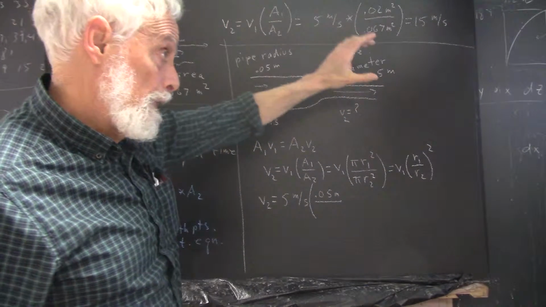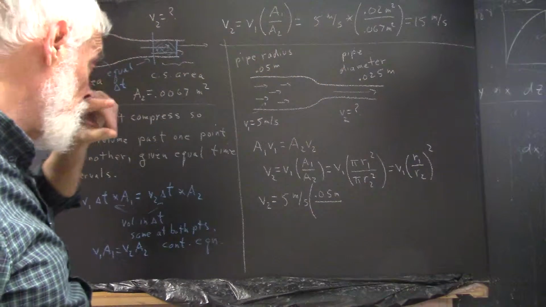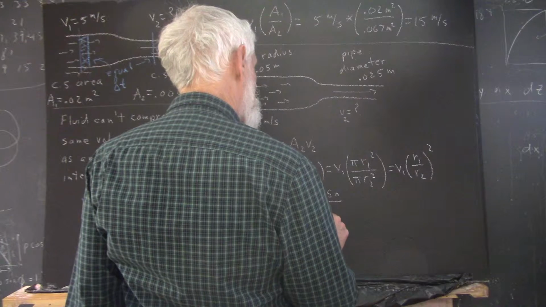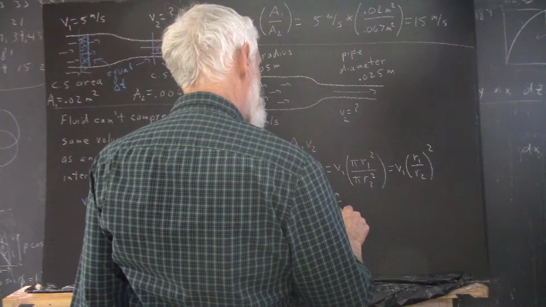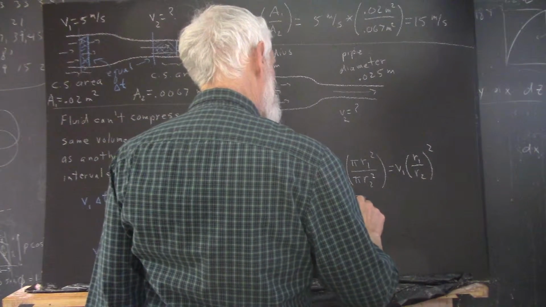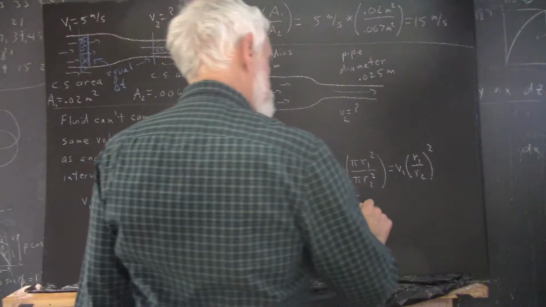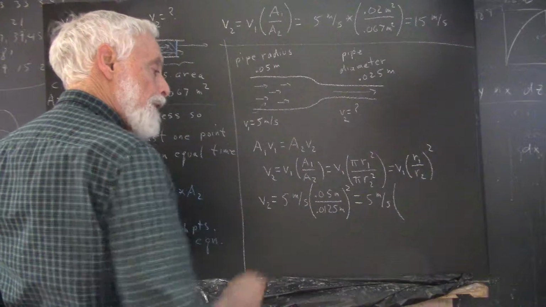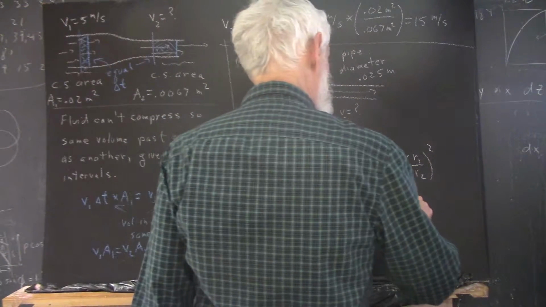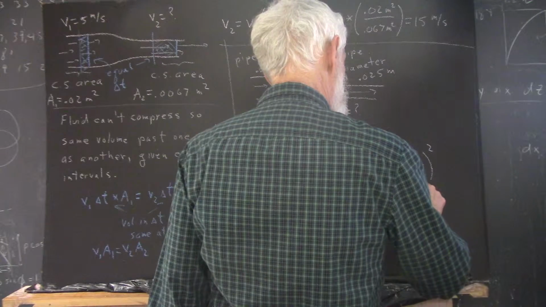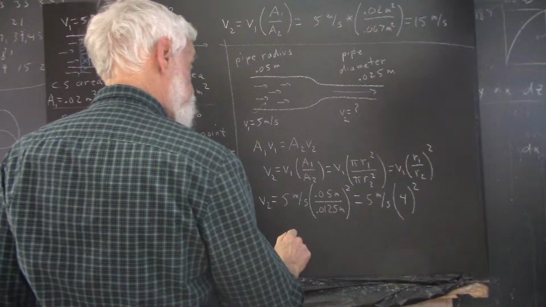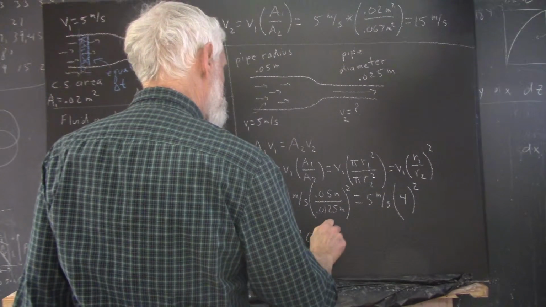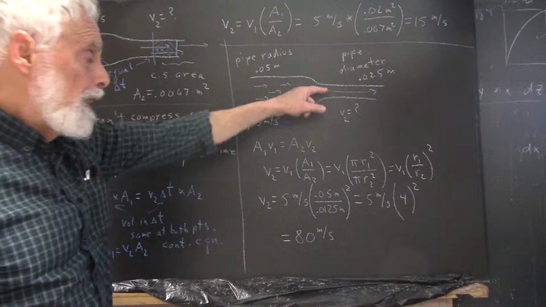You could have mixed information like this, diameter here, radius here. So you're going to have to take half of this. That's going to be 0.0125 meters. You're going to square that, and you're going to find that the ratio, well, this divided by this is 4. And we've got to square that, giving us 16, giving us an 80 meter per second velocity here.